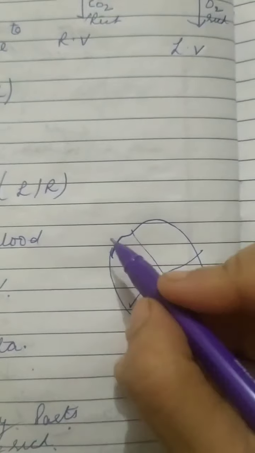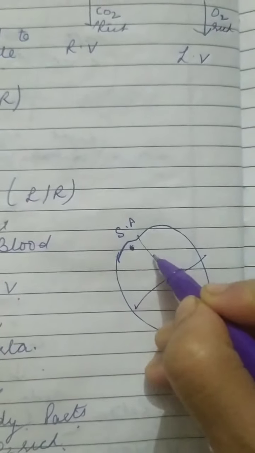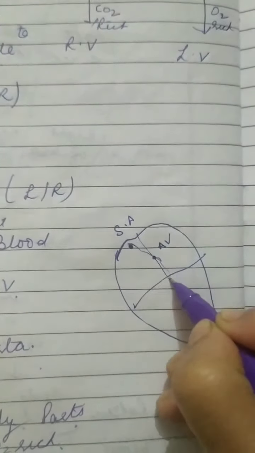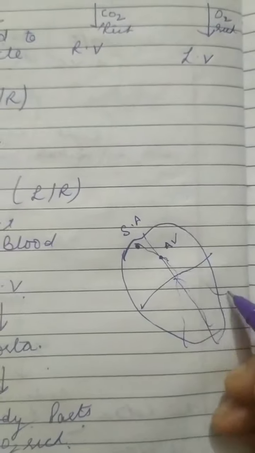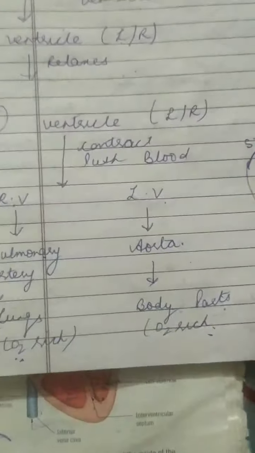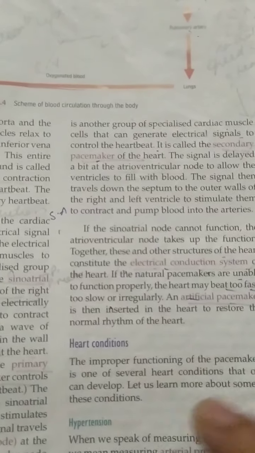This is the four parts of the heart. From here, the SA node gives signals, and here the AV node is present. The signal goes here, and from here it goes to the whole heart. Means how to handle or control the heartbeat. So in this way the sinoatrial and atrioventricular primary and secondary nodes work together.